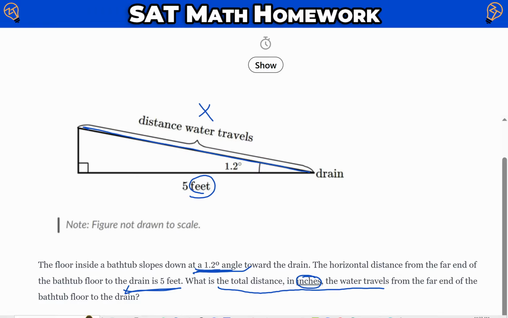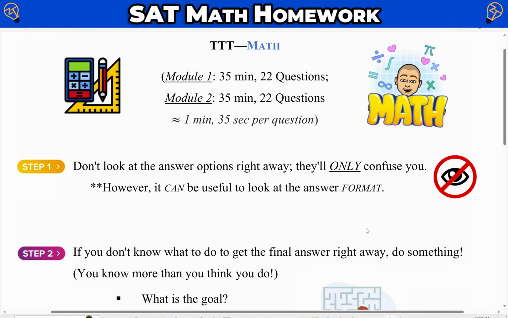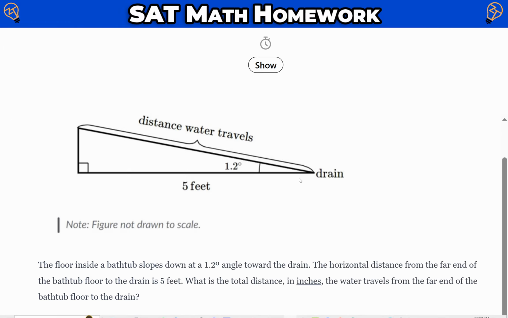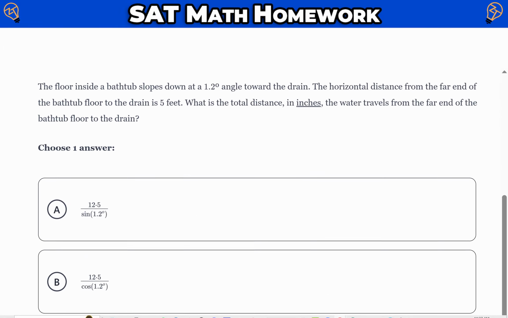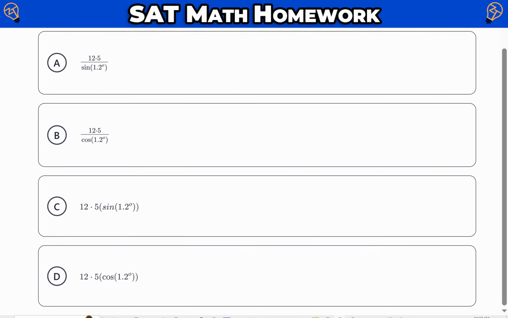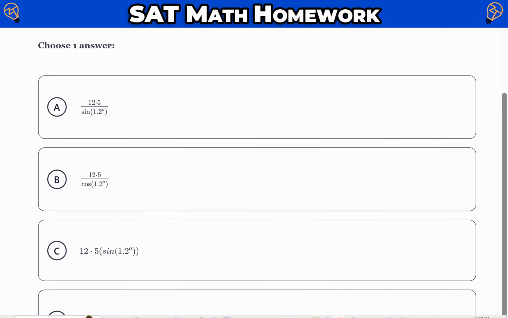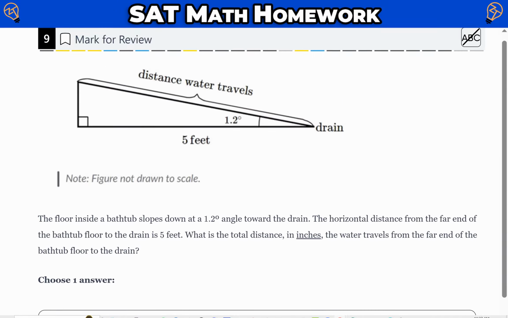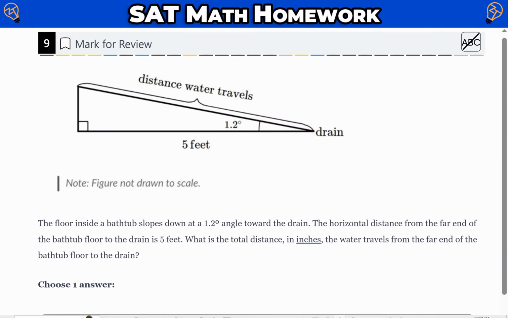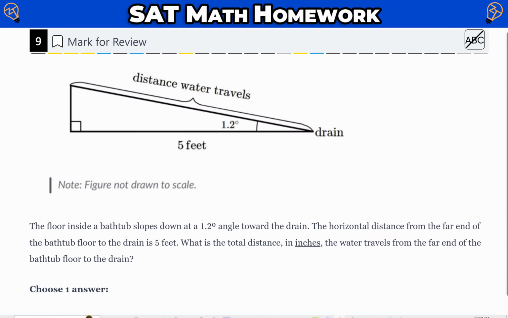That being said, keep in mind what we say in our triple T document. Don't look at the answer options right away. They'll only confuse you. However, it can be useful to look at the answer format. And when you look at the answer format, notice all of them still have a 5 in there. So I don't want to convert right away because then I'll lose that 5. Let's hold off until the very end to convert, but let's not forget it as well.